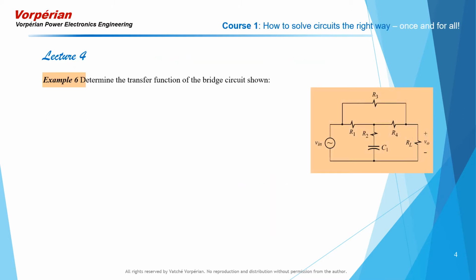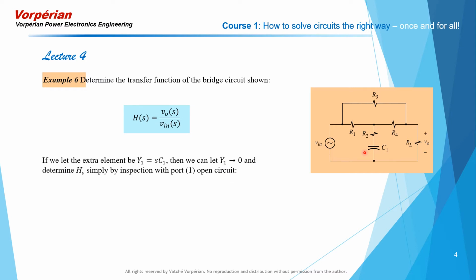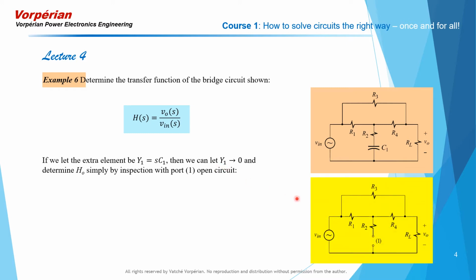In our first example, we are going to determine the voltage transfer function of this reactive bridge circuit, V0 over Vin, in which we are going to designate C1 as the extra element and apply the extra element theorem. We are going to take C1 out by considering its impedance to be infinite, or looking at the circuit at 0 frequency, or equivalently its susceptance equal to 0.